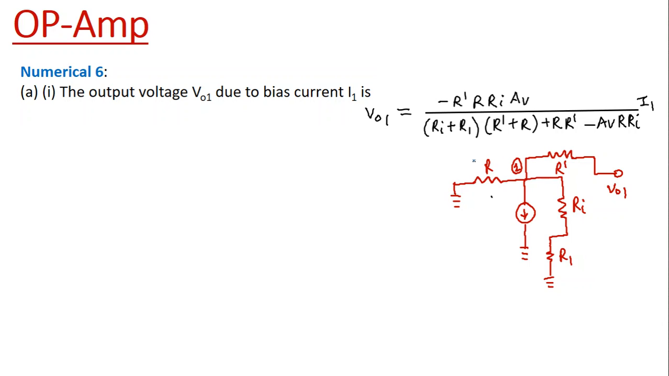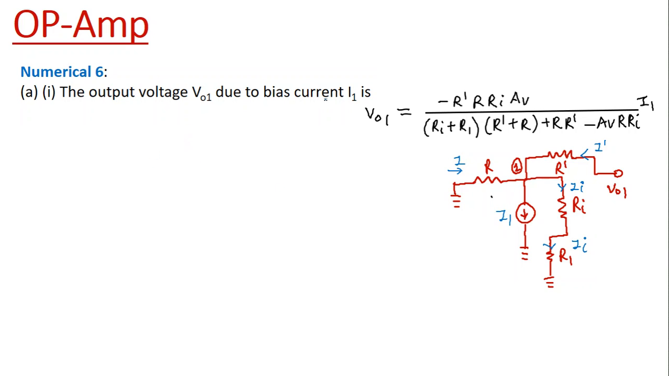Here we assume some currents. Let the current through R resistance be I, the current through R' be I', and the current through Ri be Ii, and this current will also flow through R1, since Ri and R1 are in series. And this is the I1 current source which is given.